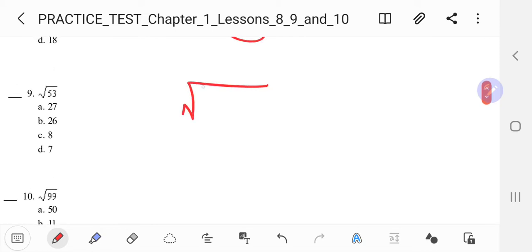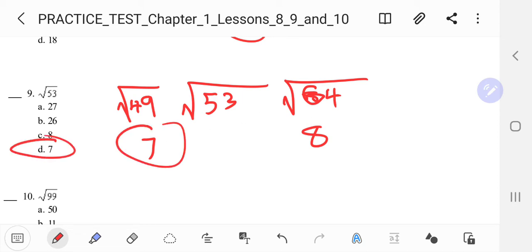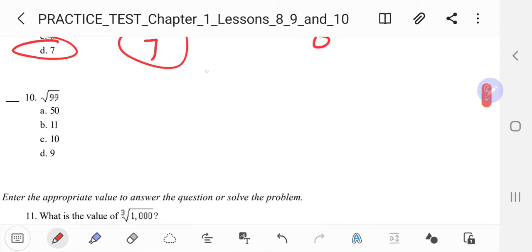Now what perfect squares is that close to? That would be 49, which is 7 times 7, and 8 times 8 would be 64. So it's closer to the square root of 49, which is 7, than it would be to the square root of 64. So that's going to be 7. All right, keep it moving. Ooh, this one I'm pretty sure I know, because 99 is really close to 100.